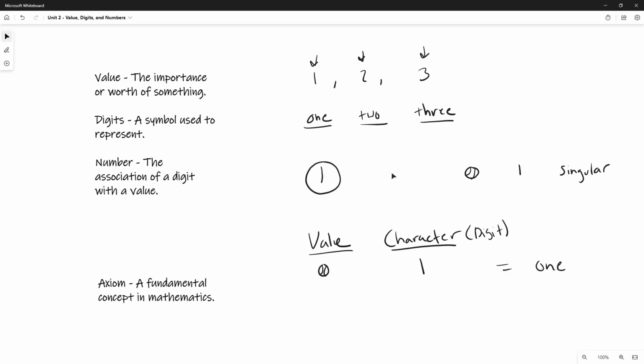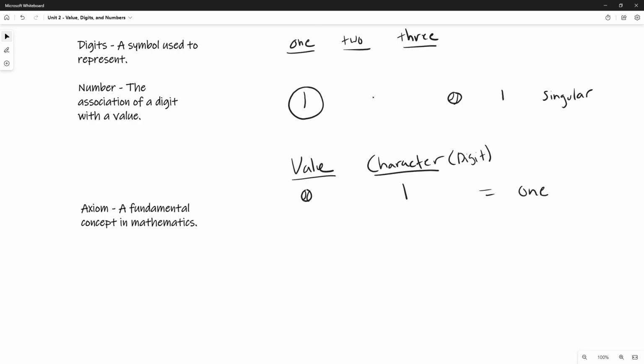And let's do one more just to drive it home. So here we can have another ball, and the character or the digit will be this one, and we call this 2, right? And so on and so on.